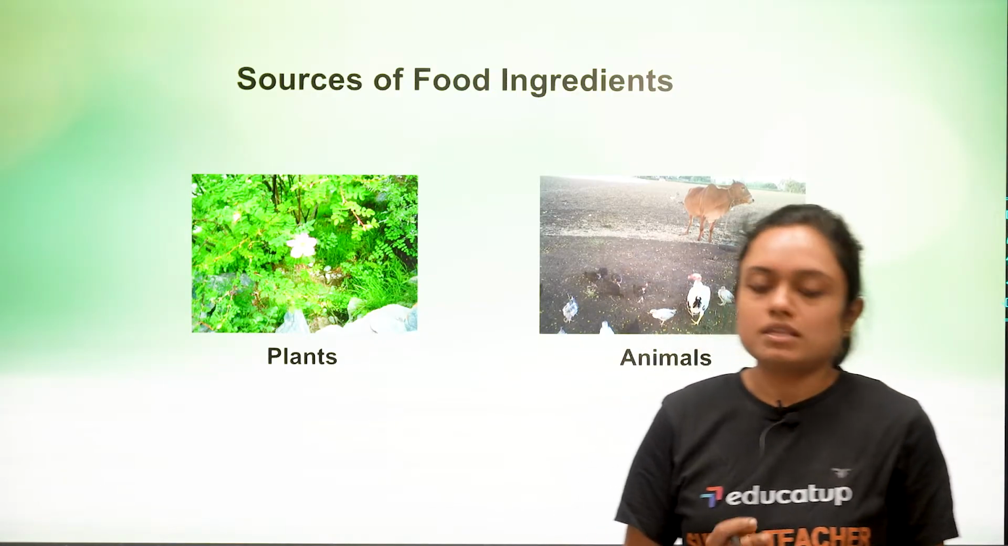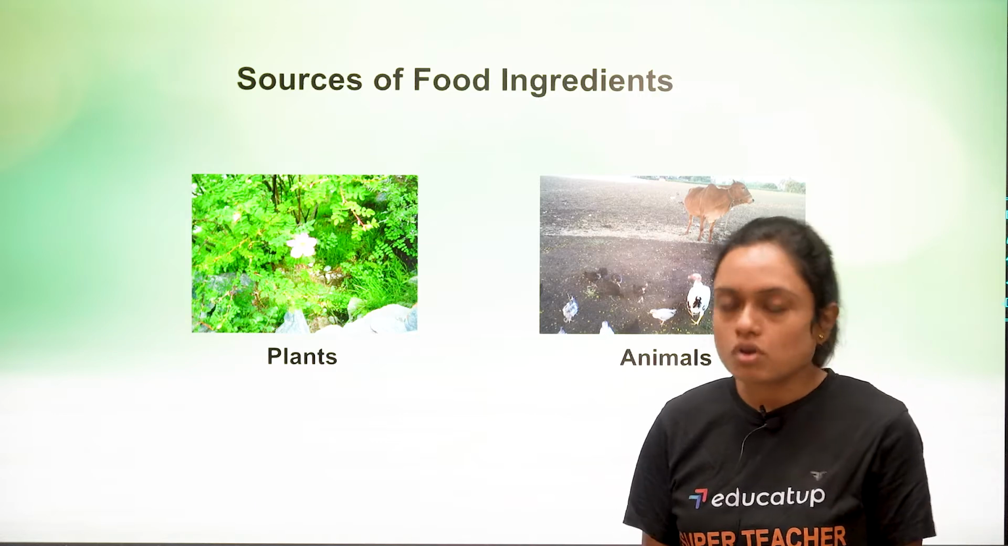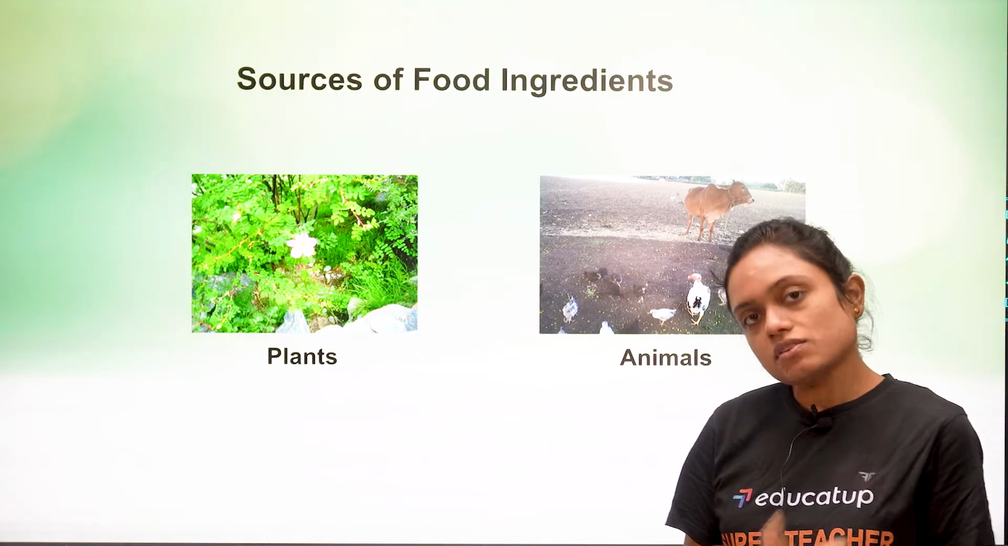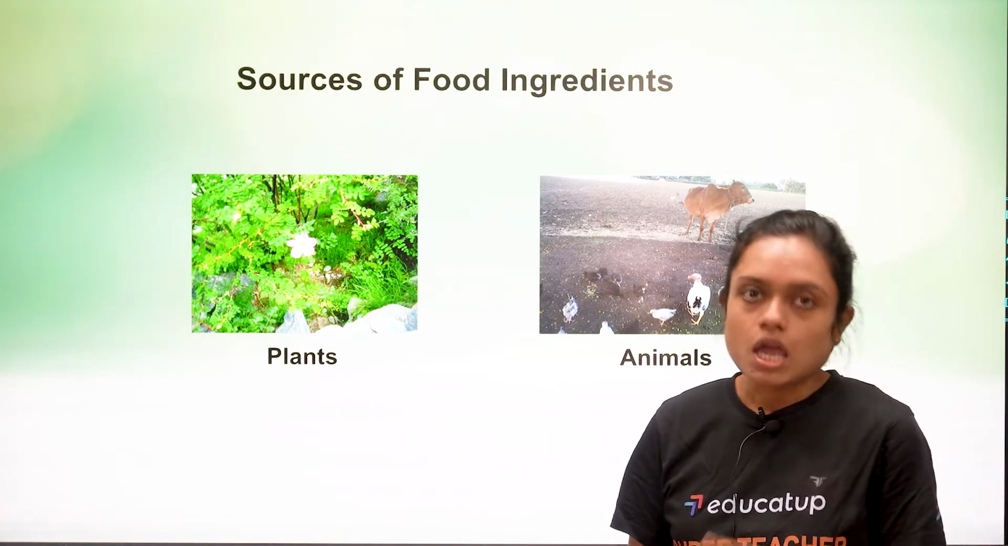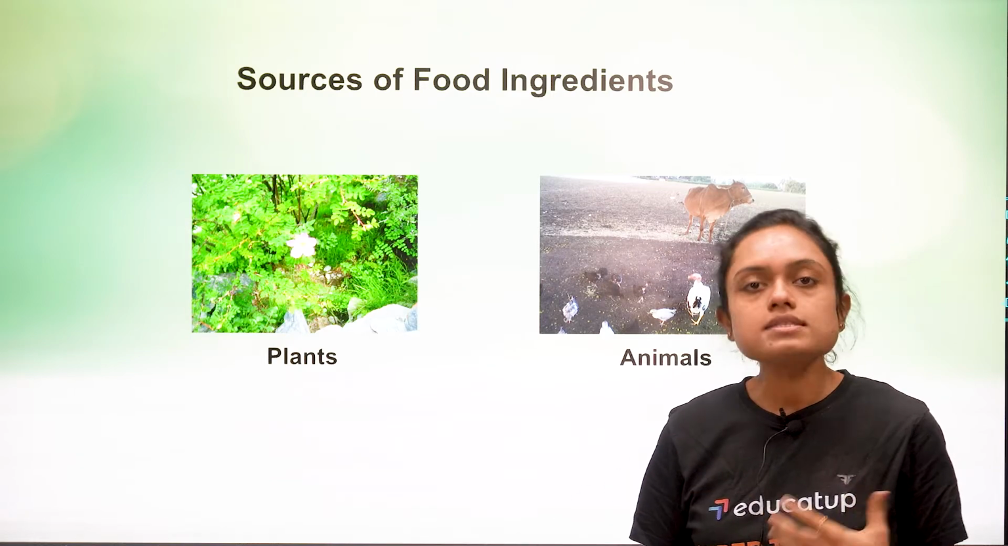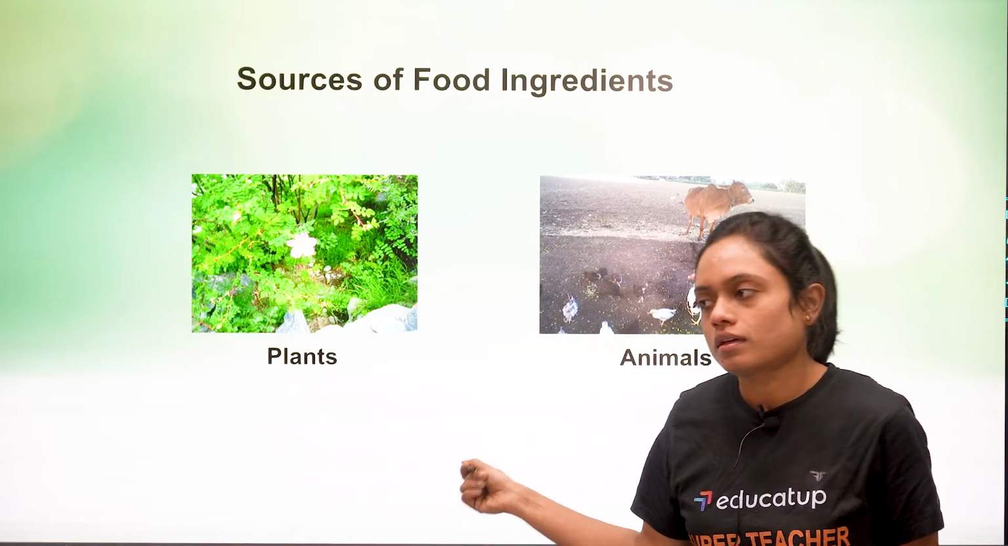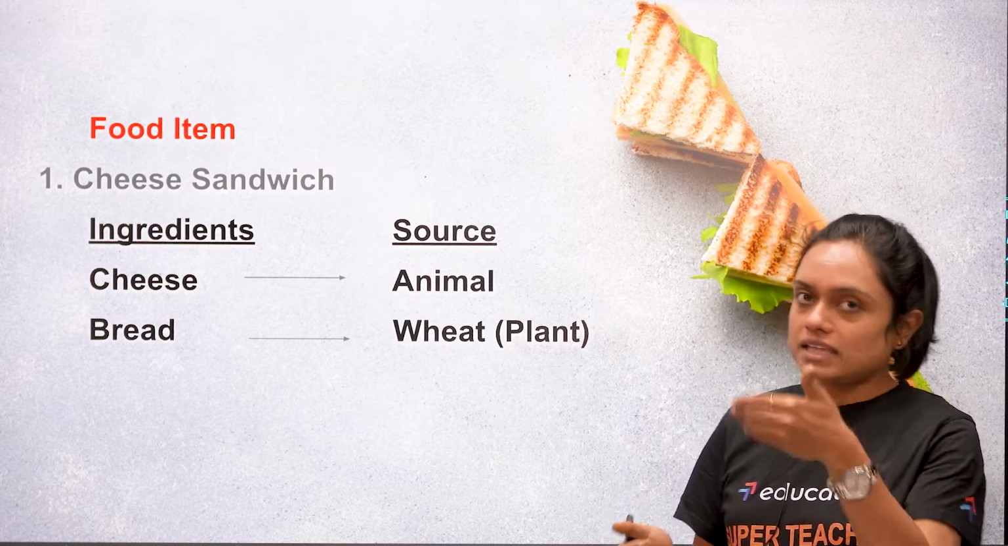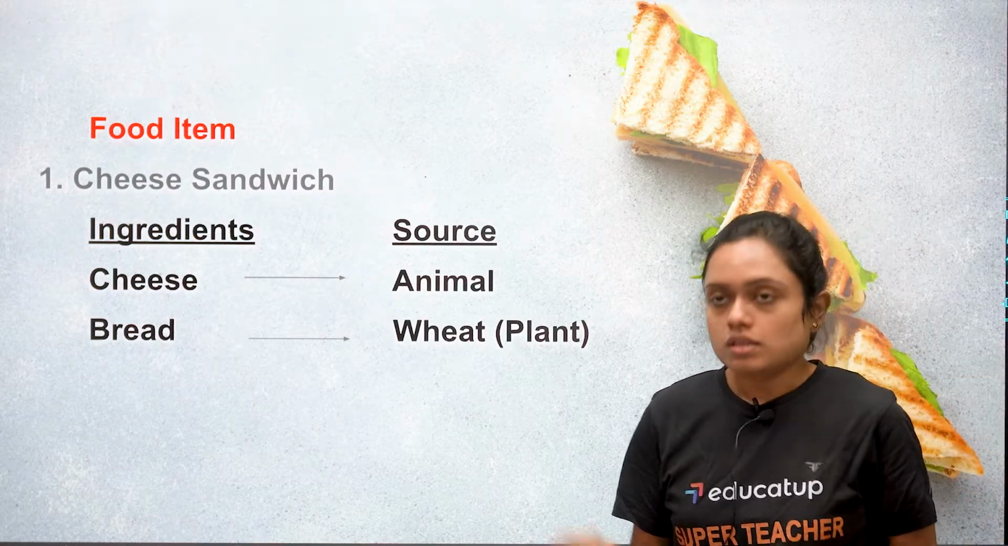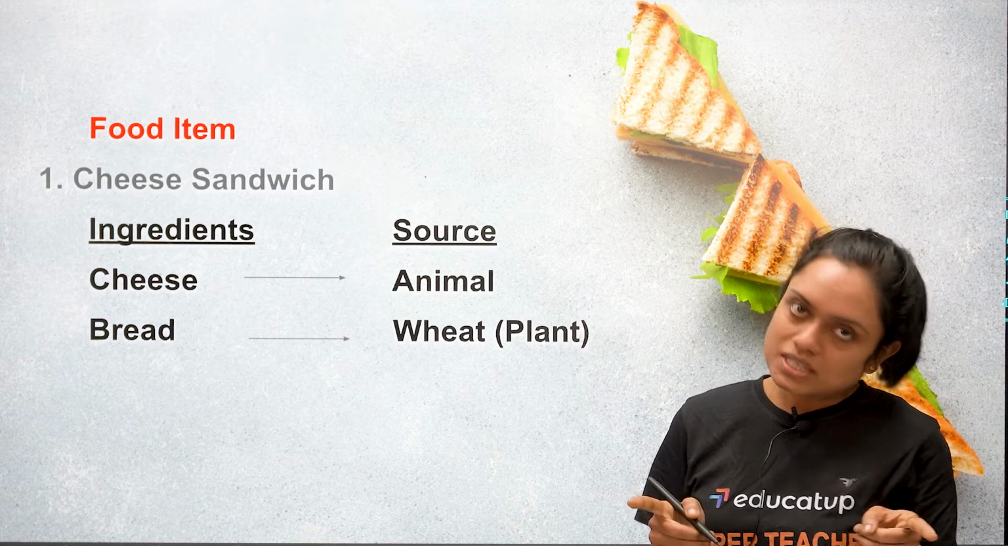Now these ingredients have two types of sources. That means we can get ingredients from two different sources. One is plants and the other is animals. Now if we again come back to our three dishes, the first one in the breakfast was a cheese sandwich.